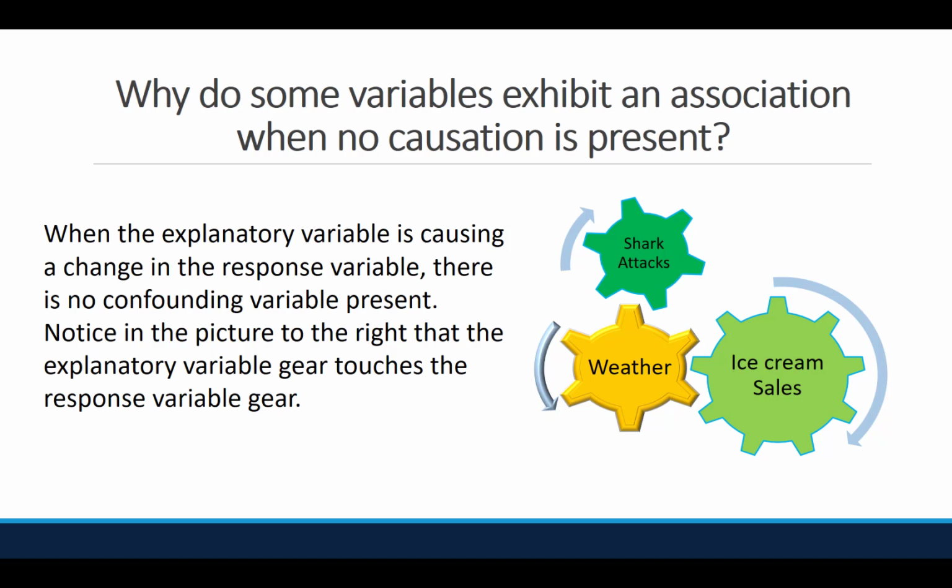Recall the shark attack example. The increase in ice cream sales does not cause an increase in shark attacks. Warmer temperatures cause increased ice cream sales and the increase in shark attacks. So here, the confounding variable was weather.